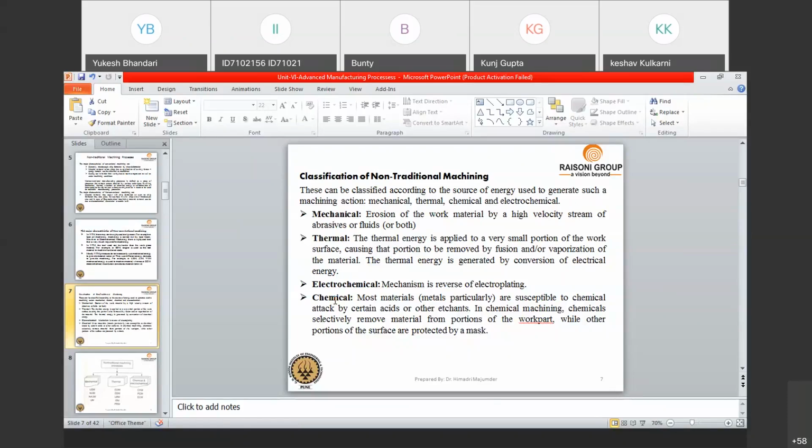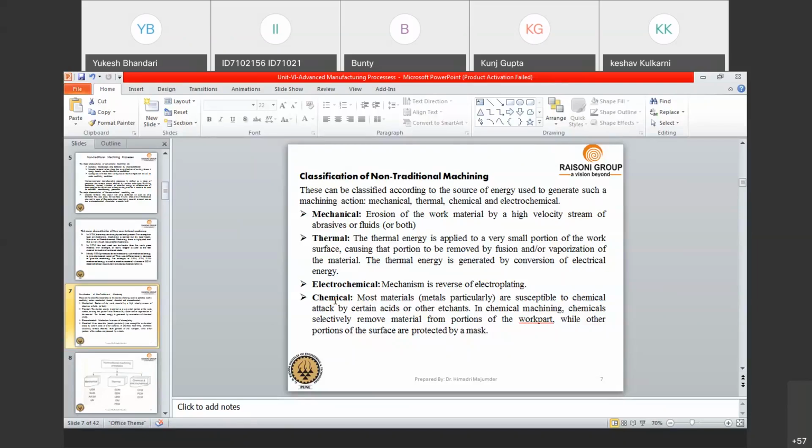So first, very common is mechanical, when we use a mechanical source of energy. What happens in mechanical energy sources? Erosion of the work material by a high velocity stream of abrasives or fluids, or maybe both. So in mechanical energy source, work material erosion is done by a high velocity stream of abrasive or a high velocity stream of any fluid.